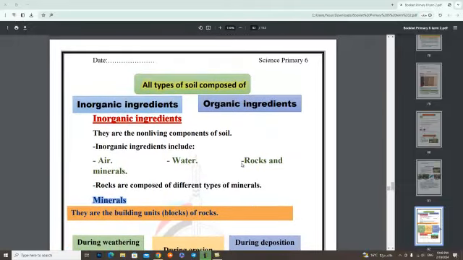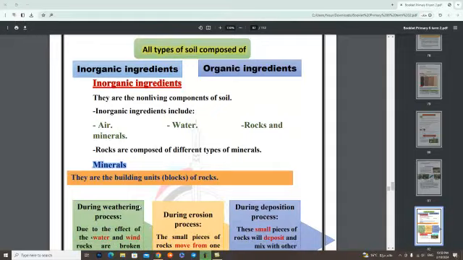All types of soil are composed of two types of ingredients. Number 1, inorganic ingredients. Number 2, organic ingredients. Number 1, inorganic ingredients. They are the non-living components of soil, such as air, water, rocks, and minerals. Rocks are composed of different types of minerals. But what are the minerals? They are the building units of rocks.